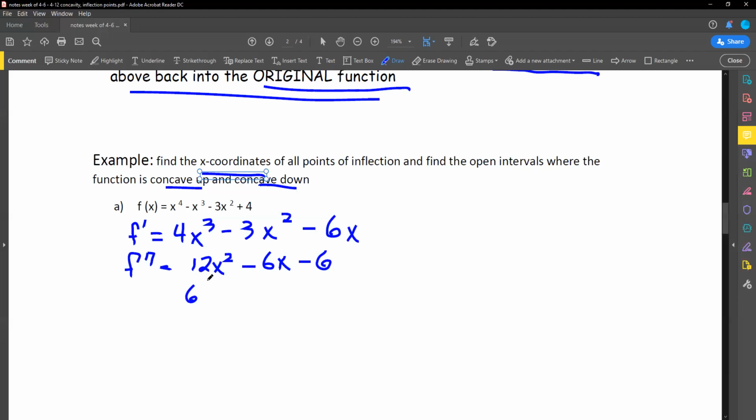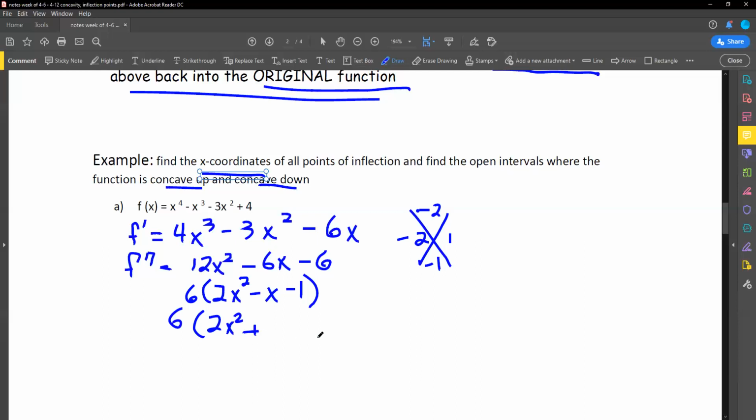So I'm going to factor a 6 out to make life easier. And then I need factors of -2 that add to -1. So that's going to be -2 and 1. So we're going to use grouping. So 2x squared plus blank minus 1, and we're going to put a -2x and a 1x here. Put the factors in there. Okay, so then we're going to group. The 6 just comes along for the ride.